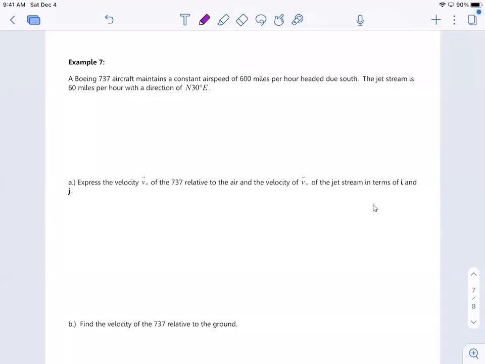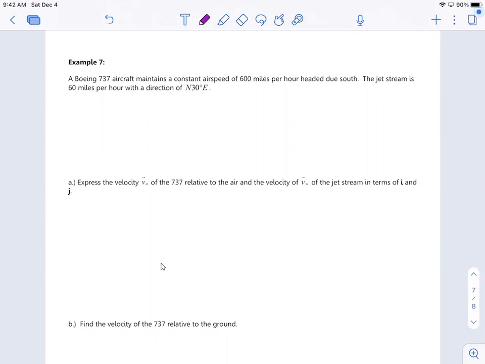All right, so let's actually start using these vectors. I really enjoy these problems. Okay, so a Boeing 737 aircraft maintains a constant airspeed of 600 miles per hour, and it's headed due south. But as it's flying, this jet stream is acting on it. And that jet stream is 60 miles per hour, and it has this direction. And we talked about this so long ago. That's bearing 30 degrees east of north.